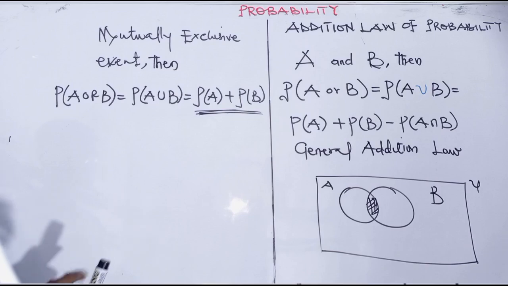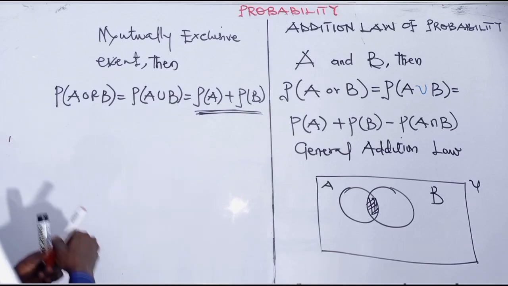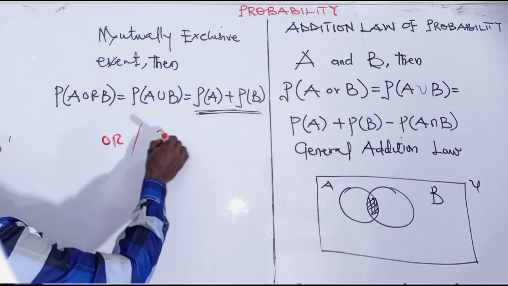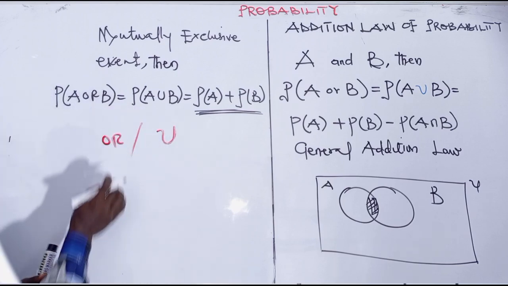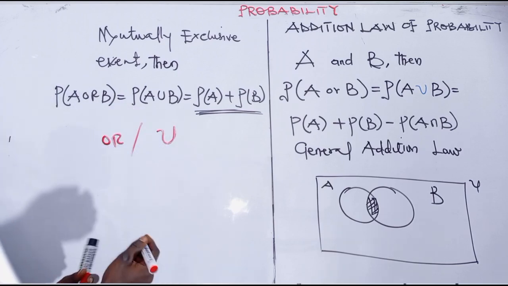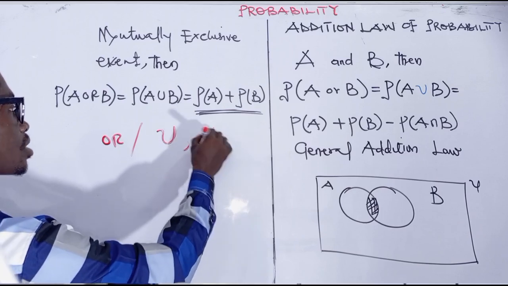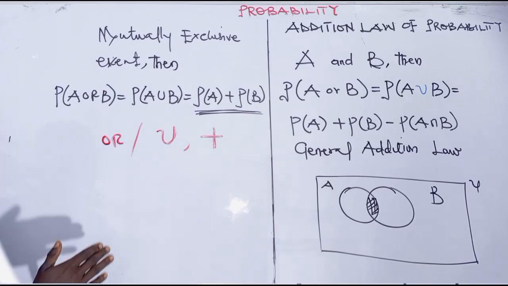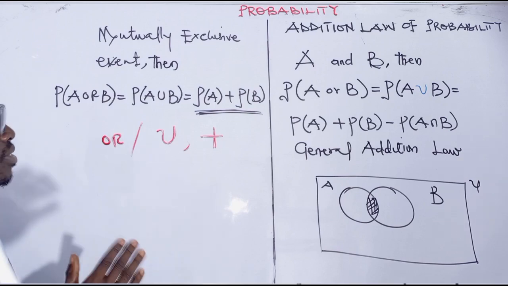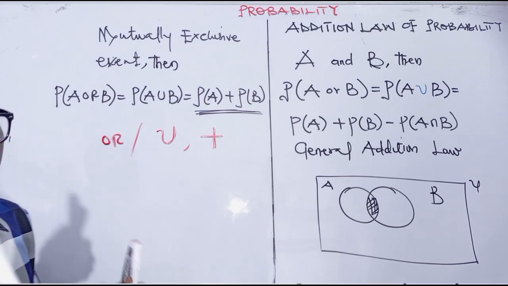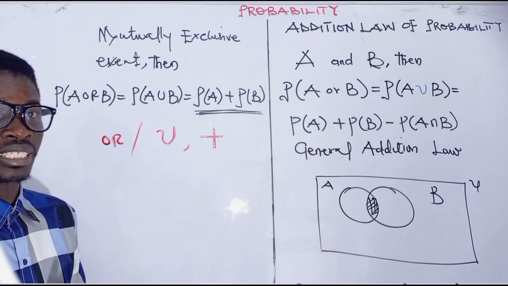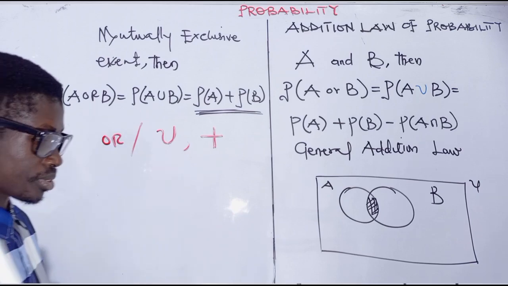So with the addition law, we'll be making use of this word "or" and this symbol U. The "or" and the U mean the same thing, and it corresponds to the addition operation. So kindly take note of this. We'll be making use of it frequently. The "or", the union, corresponds to the addition law. So let's look at a few examples of the addition law.